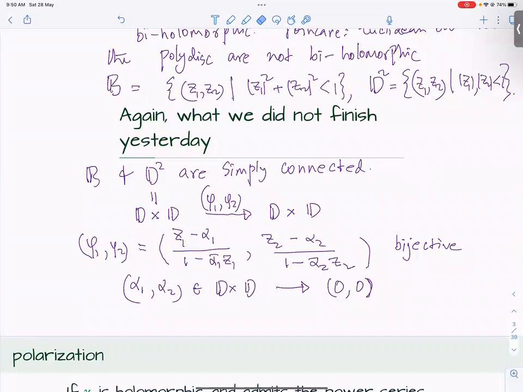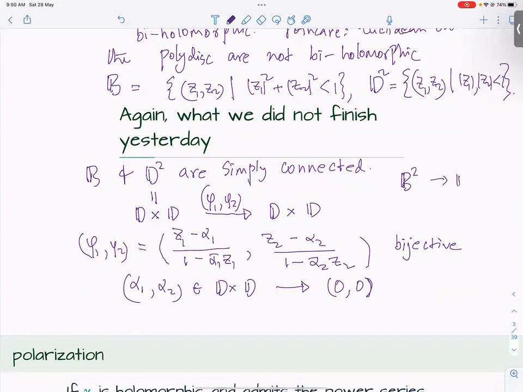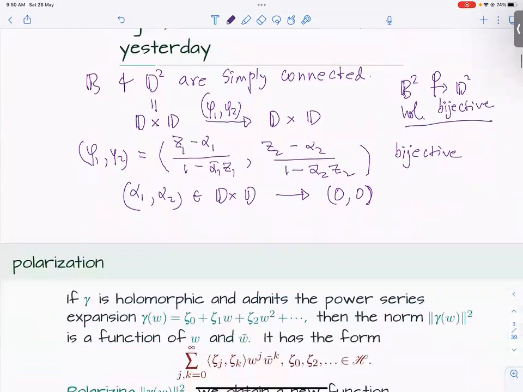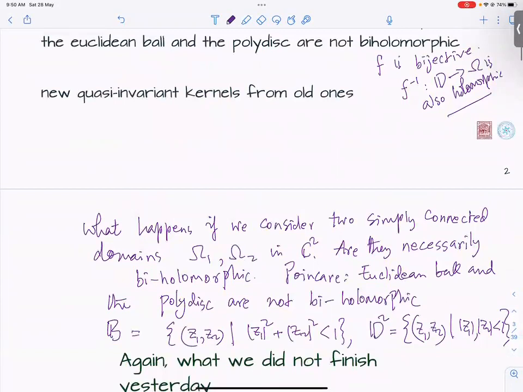The question is, does there exist a biholomorphic map from the ball into the polydisk? Does there exist a map P such that it is bijective and holomorphic?